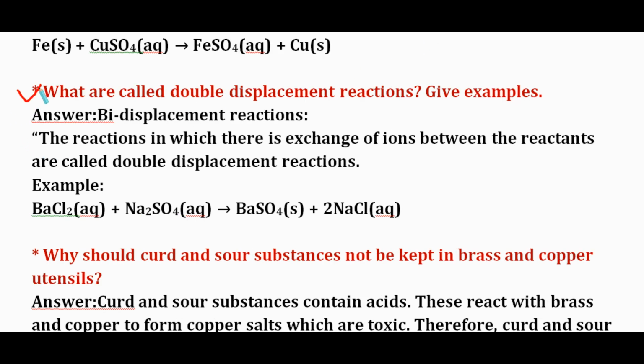Next question, what are called double displacement reactions? Give example. So these are double displacement reactions. The reactions in which there is exchange of ions between the reactants are called double displacement reactions. Here barium chloride and sodium sulfate, there is an exchange of ions. Sulfate is combined with barium and chlorine is combined with sodium to form barium sulfate and sodium chloride. So there is exchange of ions between the two compounds, so it is known as double displacement reaction.